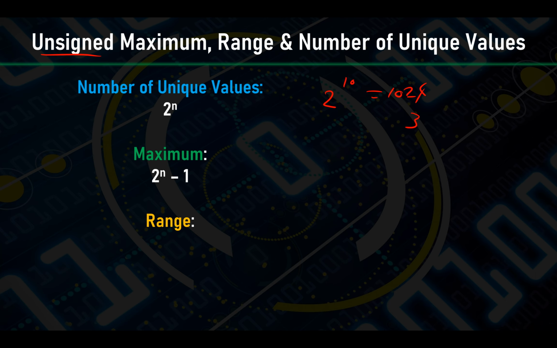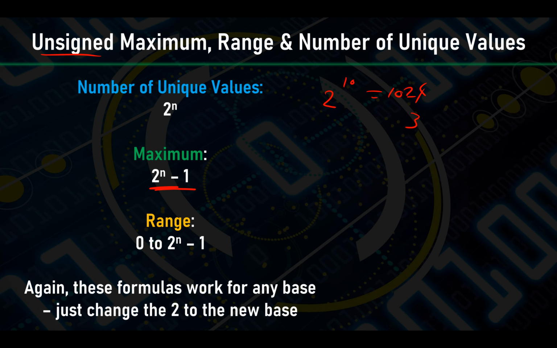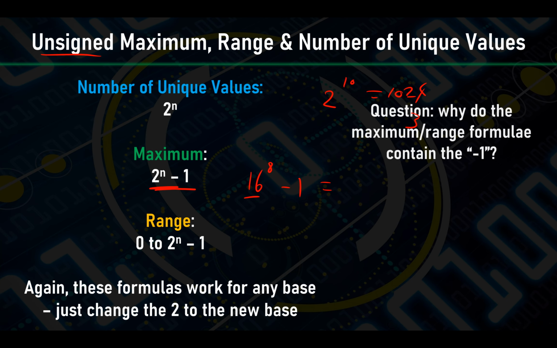Right, then finally, the range. If we're thinking unsigned, of course the smallest can be 0, and the maximum is just this maximum here. Now, the thing to note is that these formulas work for any base, just change the 2 to the new base. So if you want to say, let's say base 16, and we want to calculate the biggest number that we can represent with, let's say, 8 hexadecimal digits, then of course it's just going to be that, and that's going to equal whatever it equals.